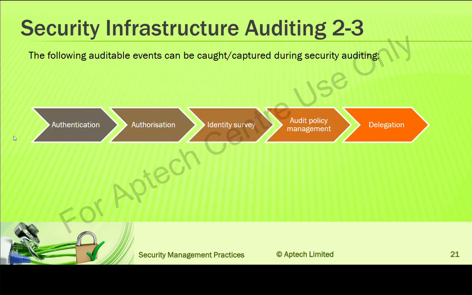So the following auditable events can be captured during security auditing. Number one, authentication. As an information system manager, check the authentication. Is it of standard? And then also check the authorization policy. Check how the authorization of access is done. And then also check identity, and we also check audit policy management and also check the delegation, the board that is in charge.